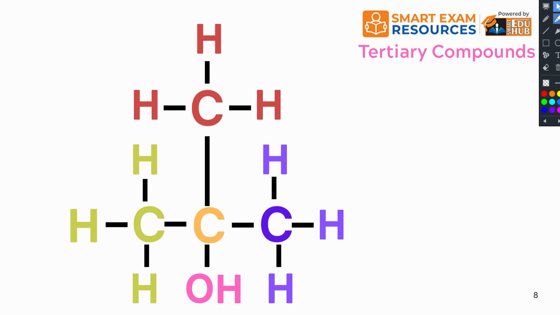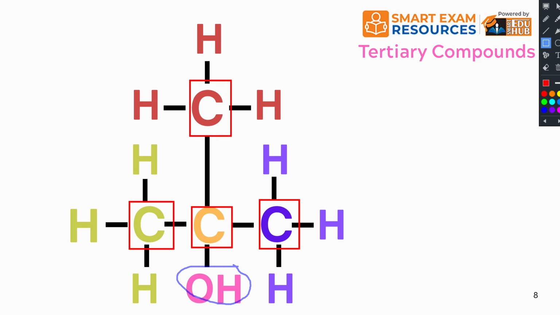Okay. Once again, we are going to focus on the functional group here. This is the functional group. The carbon atom attached to this functional group is this one. Now, this carbon atom is bonded to 1, 2, and 3 carbon atoms. So, in this case, the carbon that is bonded to the functional group, which is the OH group, is not bonded to any hydrogen atom. Instead, it is bonded to 3 carbon atoms, or in this case, 3 alkyl groups.